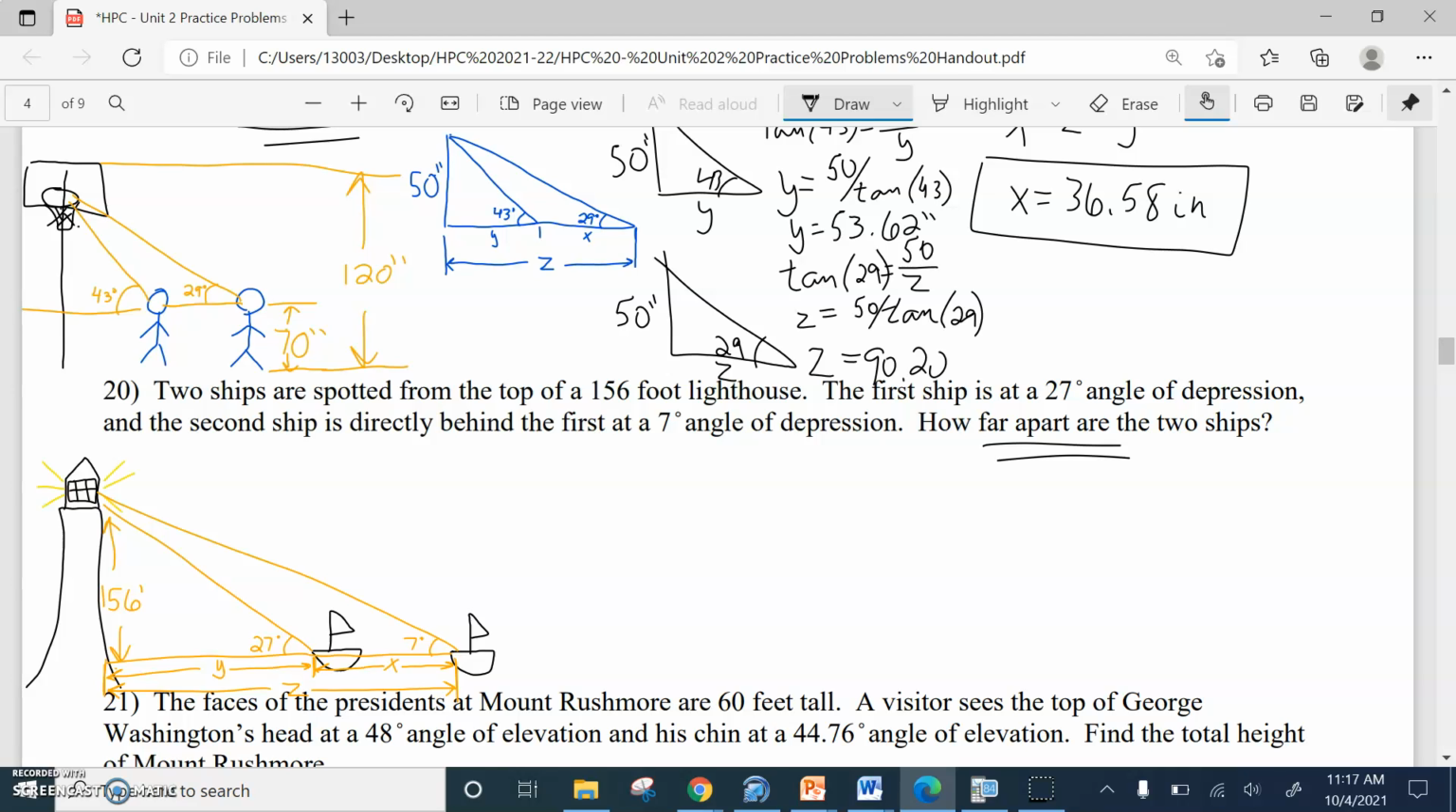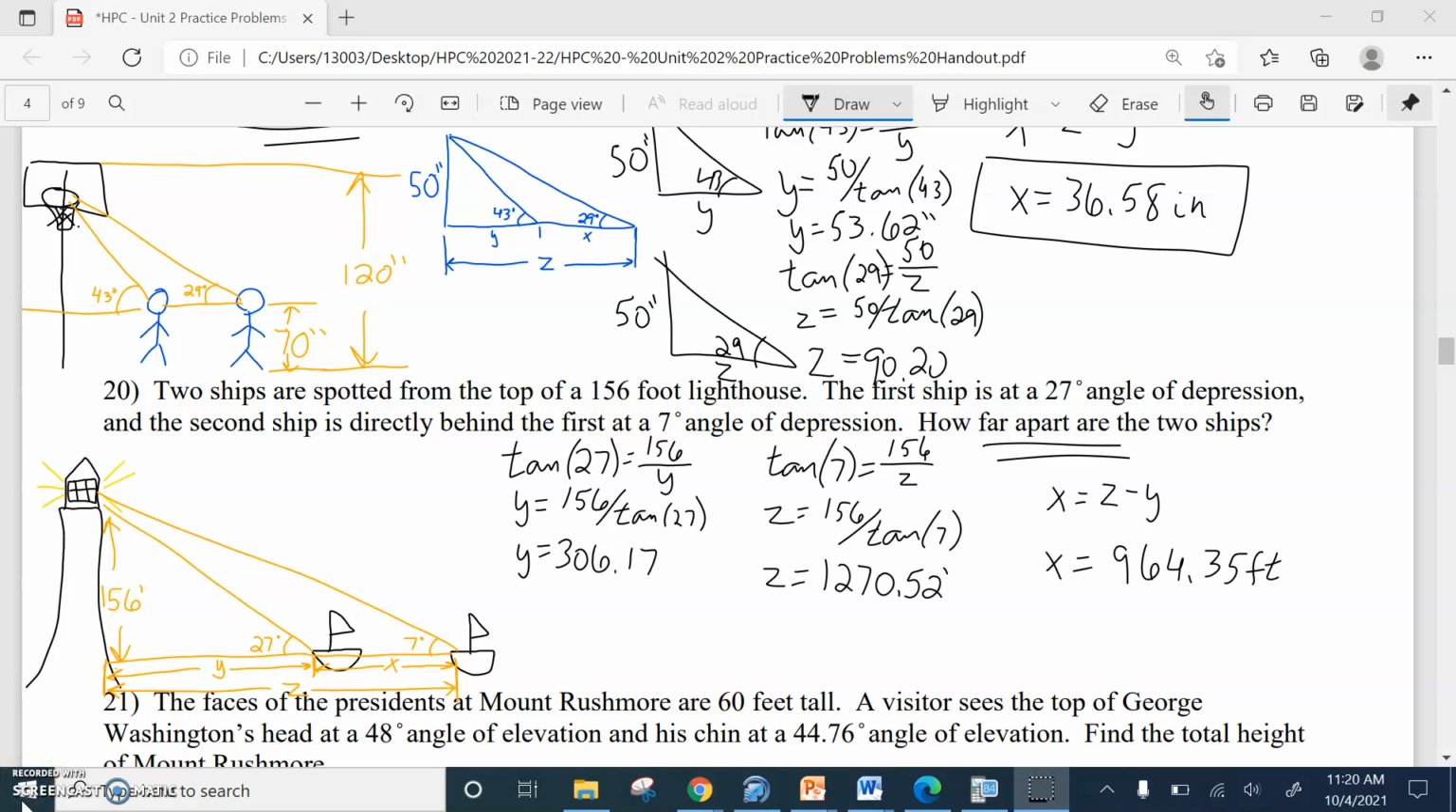Because of that, what I'm going to do is I'm going to pause this. I'm going to set everything up and flash. Everything's going to be there, and I'll just walk you through the rest of it. Boom, right there, right? So there you have it. Here's our setup. Just like number 19, we've got tangent of 27 is equal to 156 opposite over y, the adjacent. So there it is.